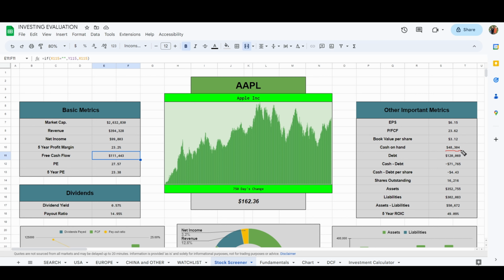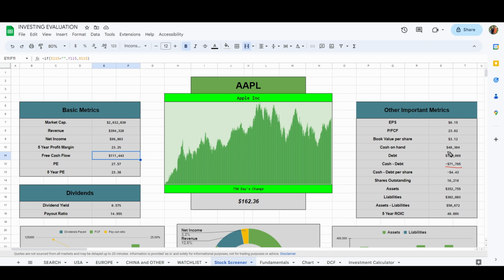So next, the cash on hand and the debt. We like to see companies that have more cash on hand than debt. This is just the cash minus debt. So this means if the company used all its cash to pay all its debt, how much money would it still have, or how much debt would it still have? In Apple's case, it would still have $71 billion of debt left.